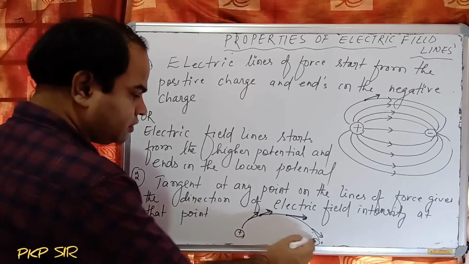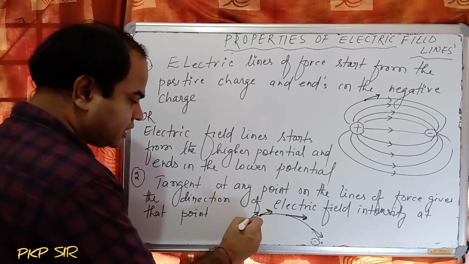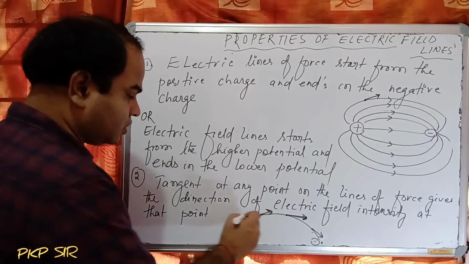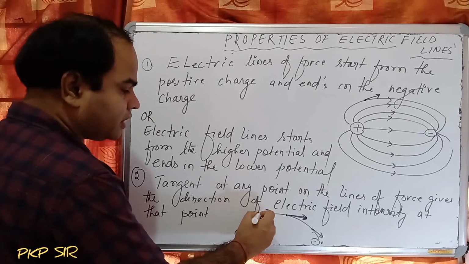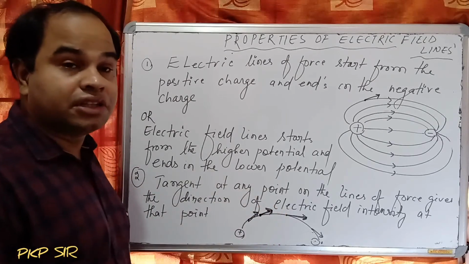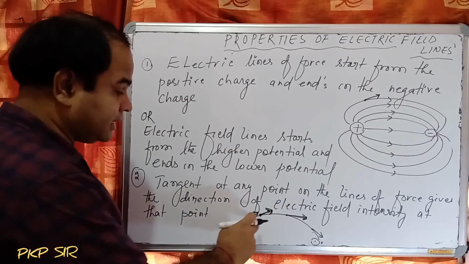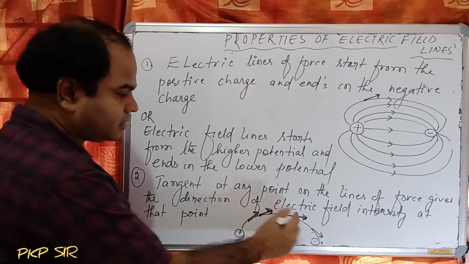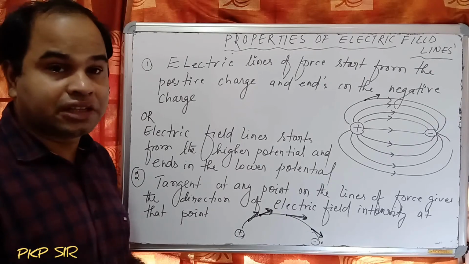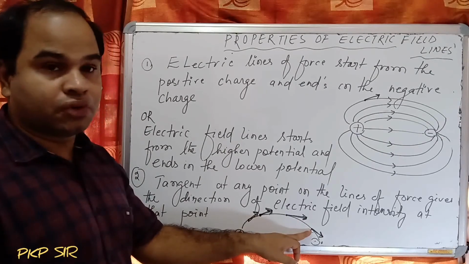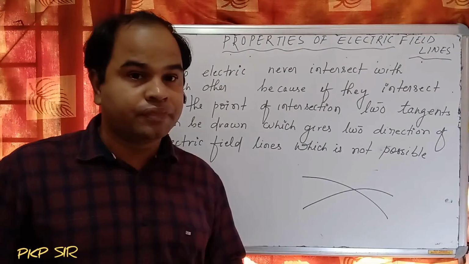Suppose this is positive, this is negative. So at point A, draw a tangent, it will give the direction of electric field intensity at this point. Similarly, at this other point, draw a tangent, it will give the direction of electric field intensity at this point. Okay?